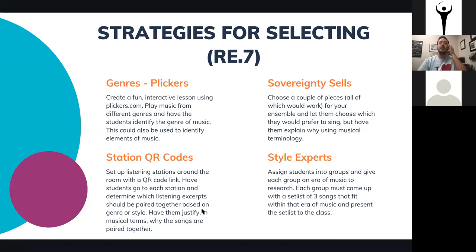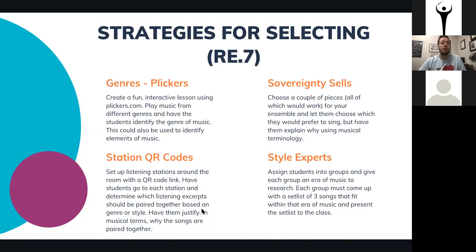The kids love TED Talks. And they kind of look at it too as like getting on their soapbox. So I've done little things like this before where they do some research and then they do a TED Talk over it, and it's really cool. It's fun. They use little bullet cards. But you can assign them eras of music to research. And then each group would have to come up with, say, a set list of 3 songs that fit within that era of music and present that set list to the class with justification of why they chose each song.